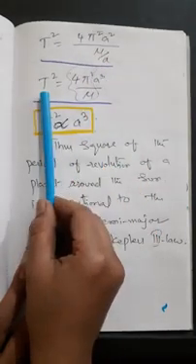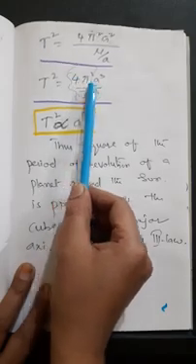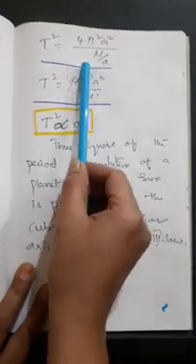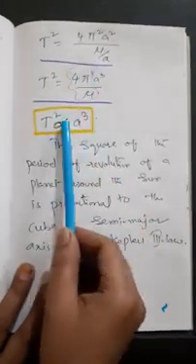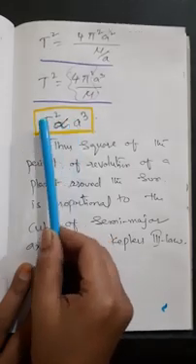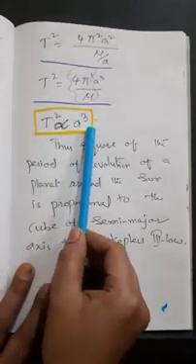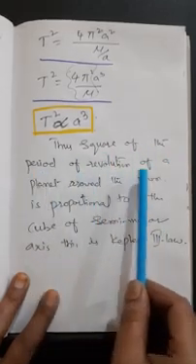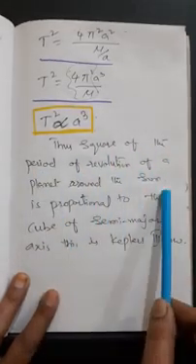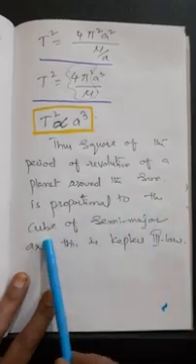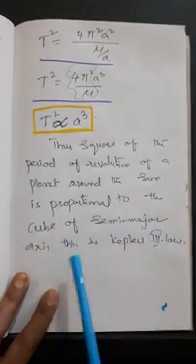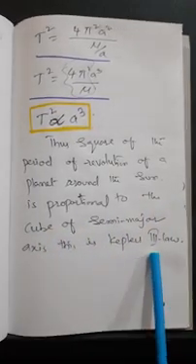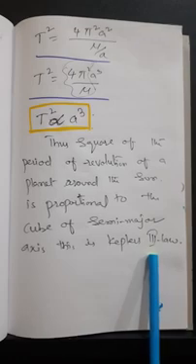Then T² is equal to... π is constant, 4 is constant, μ is constant. So if we replace the constants, we introduce the proportionality: T² is proportional to a³. Thus the square of the period of revolution of a planet around the sun is proportional to the cube of the semi-major axis. This is known as Kepler's third law, or the verification of Kepler's third law.